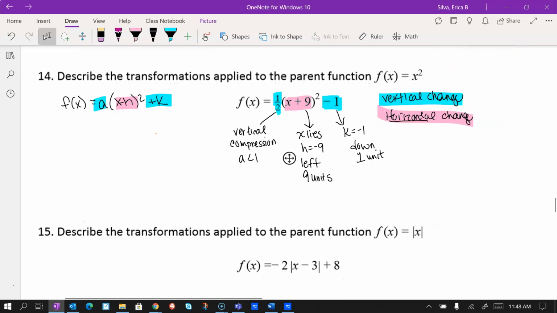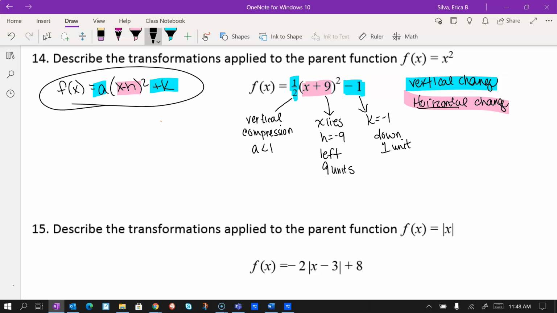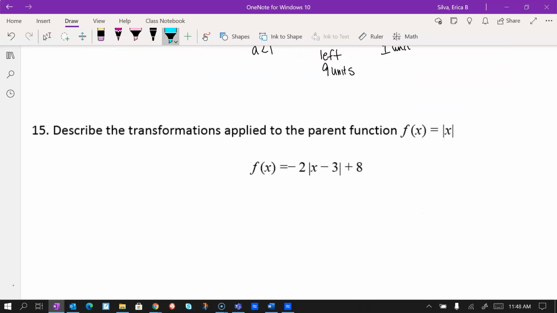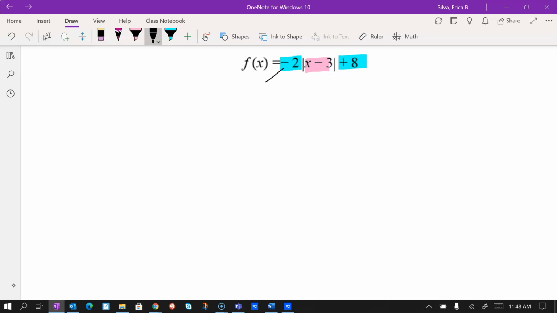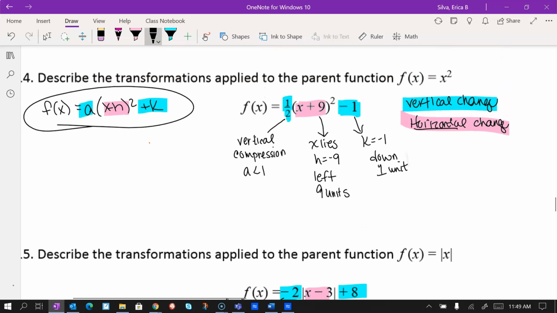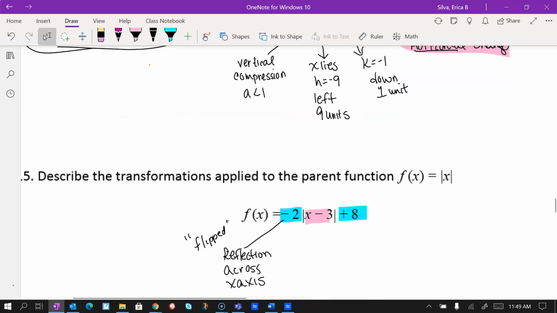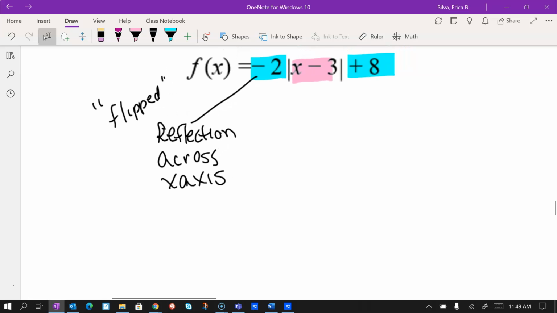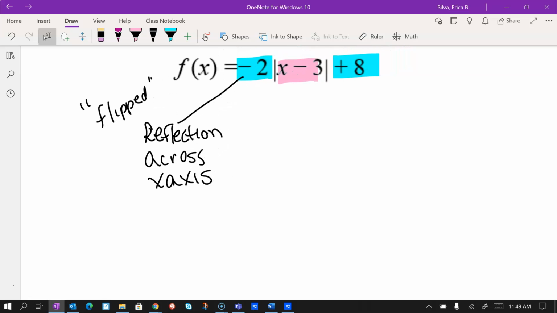Okay, let's go to the next one. Even with the absolute value, we can still use this, where our vertical change is anything on the outside, and our horizontal change is anything on the side of that absolute value. Notice how this one has a negative. Because it's negative, that means it's a reflection because it flipped across the x-axis. If you remember, this one was positive, so there was no change.